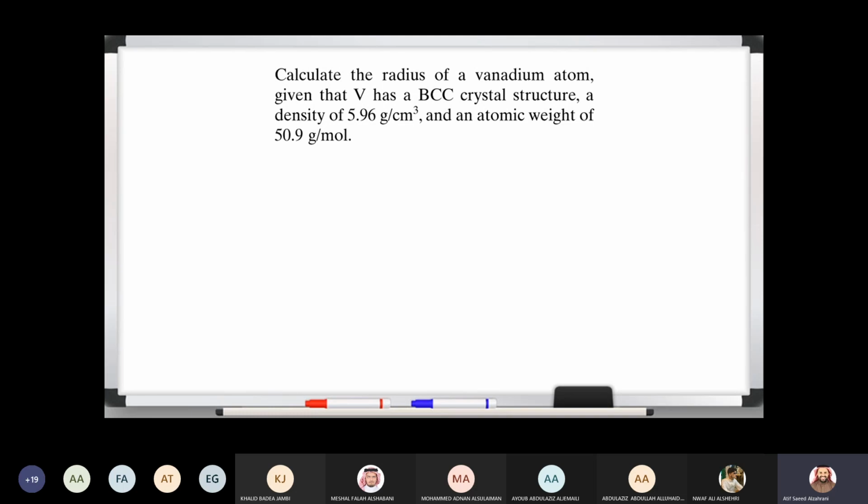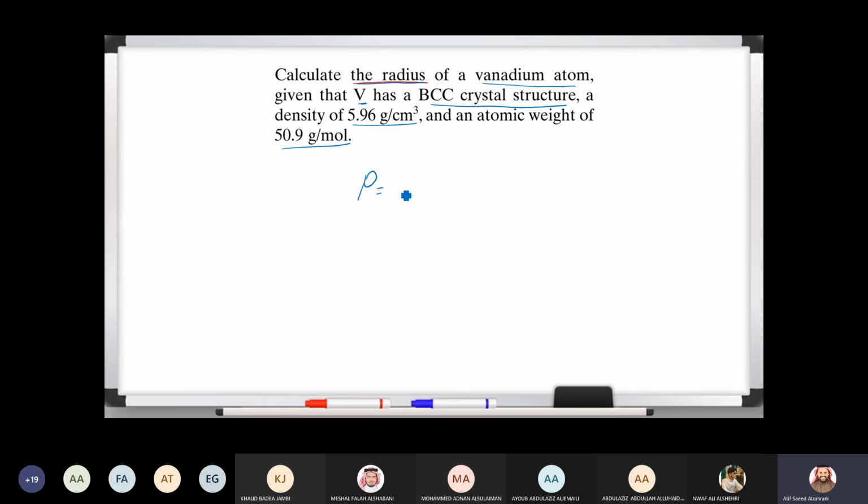So picking up from there, let's try to solve this example. So he's asking to calculate the radius of a vanadium atom, given that V has a BCC crystal structure, the density is 5.96 grams per centimeter cube, and the atomic weight is 50.9. Let me remind you about the equation. So the first thing is to write the equation, to know what's known and what's not known.